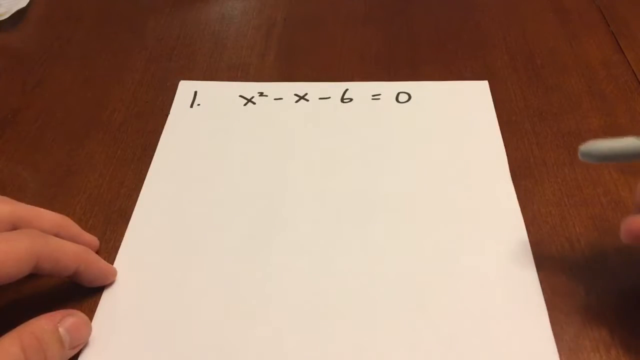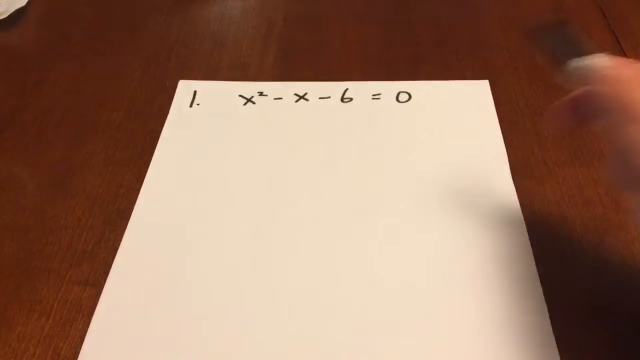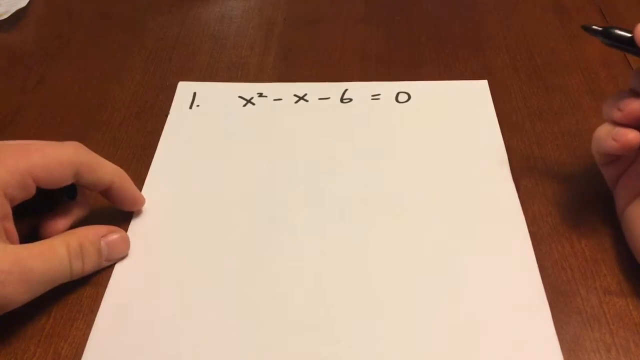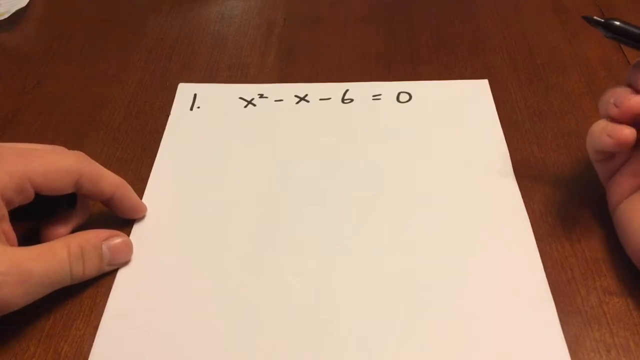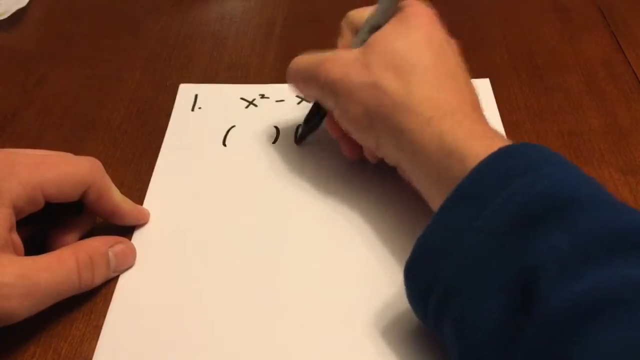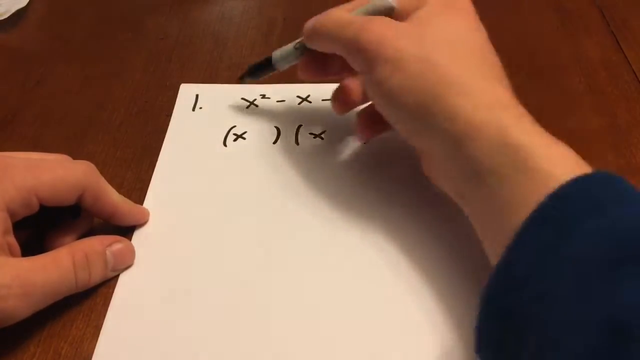Okay, for number one, we have x squared minus x minus 6. We can see it's already equal to 0, so we don't have to move anything over to this side. If it's a trinomial, we know that we need to set up this equation with two parentheses. There's no GCF, so we can already set up our two parentheses with x and x. And x times x would equal x squared.